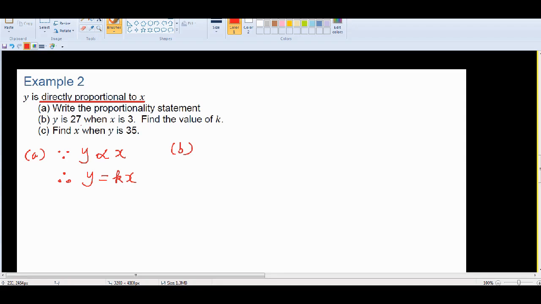Y is 27 when x is 3, so you are going to find k. So we use this rule, and y is 27, x is 3. You need to find k. So you divide 3 on both sides. K is 9. Okay, find x when y is 35. Alright. How could you do that?